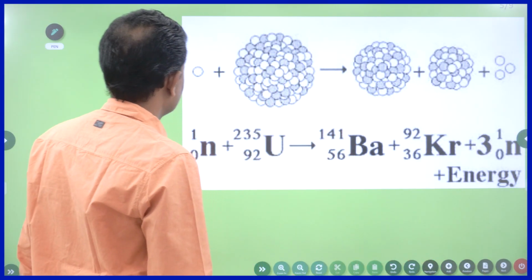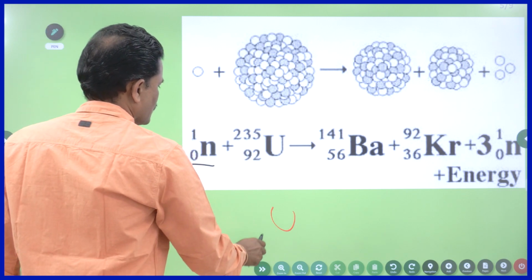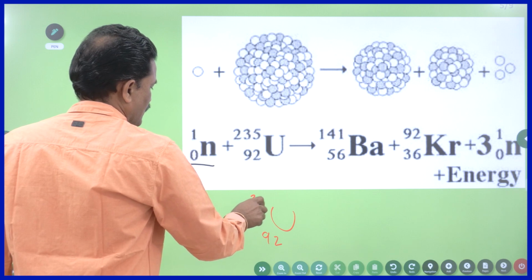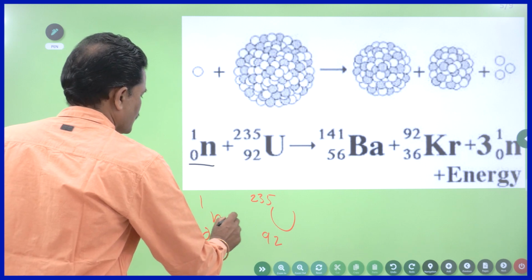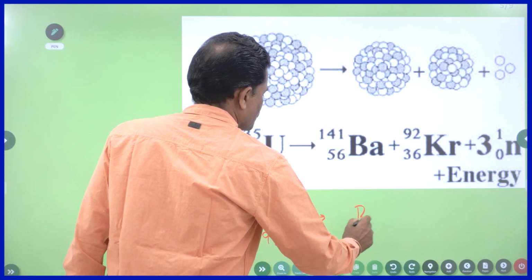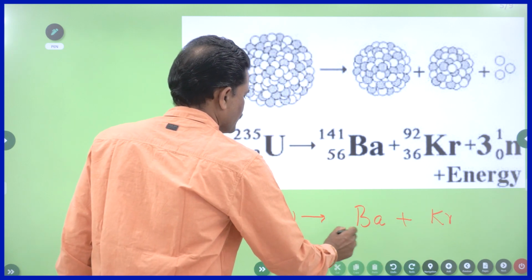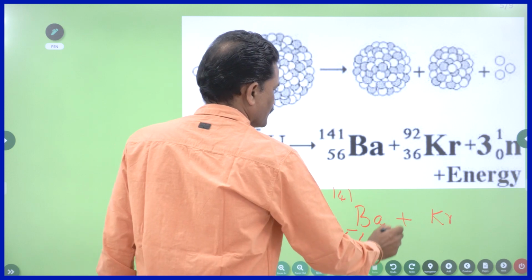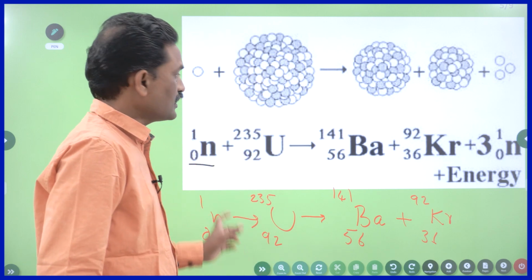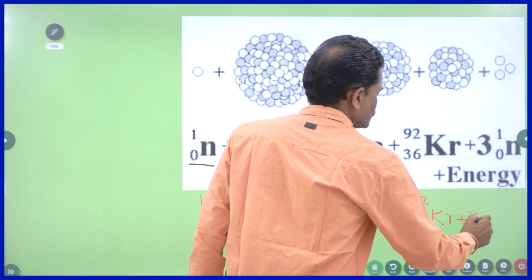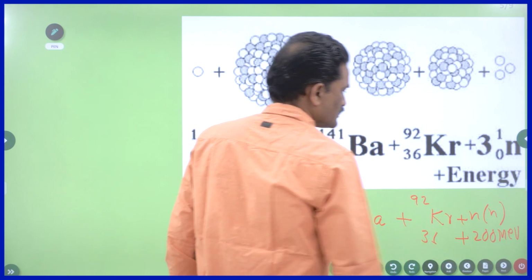What happens in a nuclear fission reaction? Let us see. When a neutron is bombarded with uranium, uranium is an unstable nucleus, uranium-235, atomic number 92. When I bombard it with a thermal neutron, what happens? It splits up into two nuclei. One is barium, the other one is krypton. So it is 56, 141 atomic number and mass number. This is 36, 92. Not only this, it also gives 3 neutrons plus around 200 million electron volts of energy.